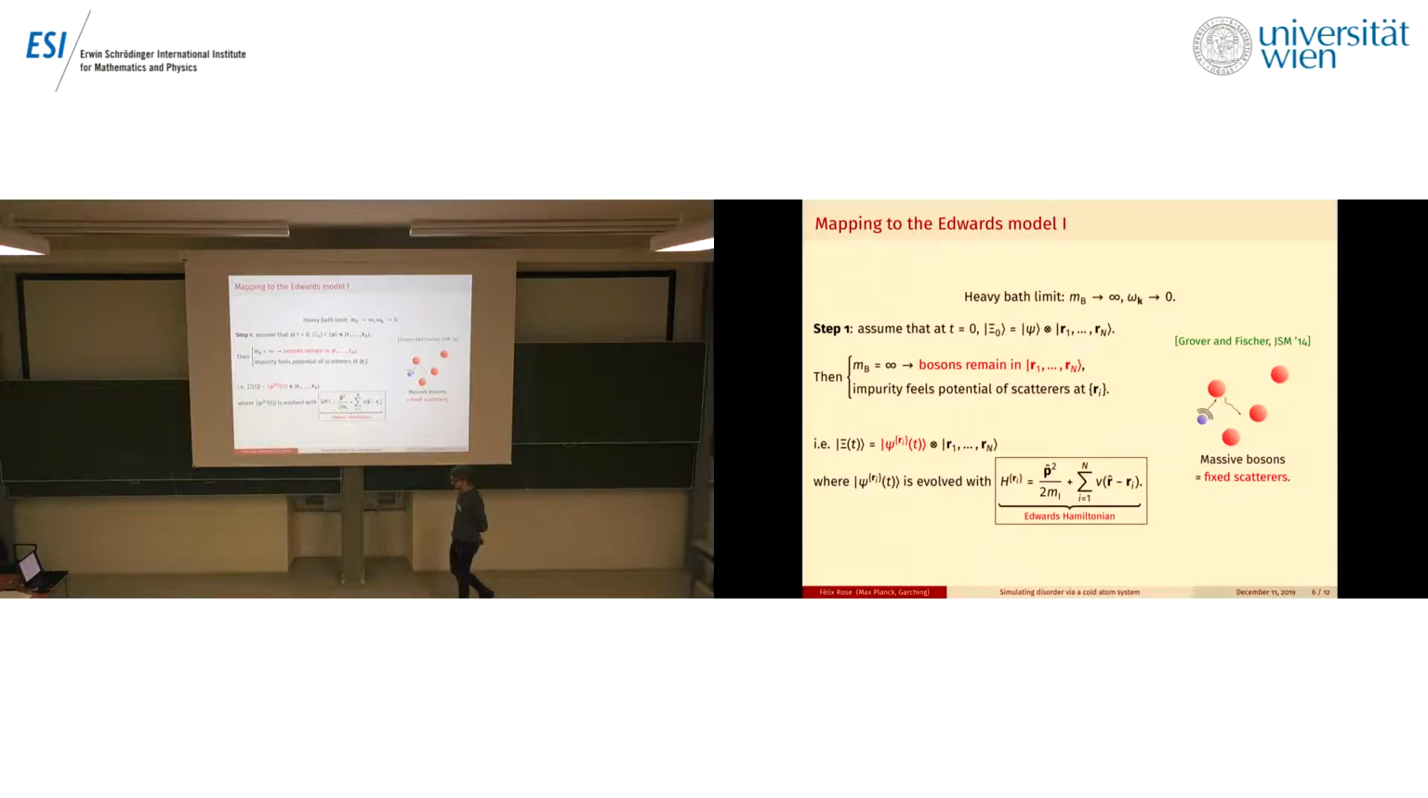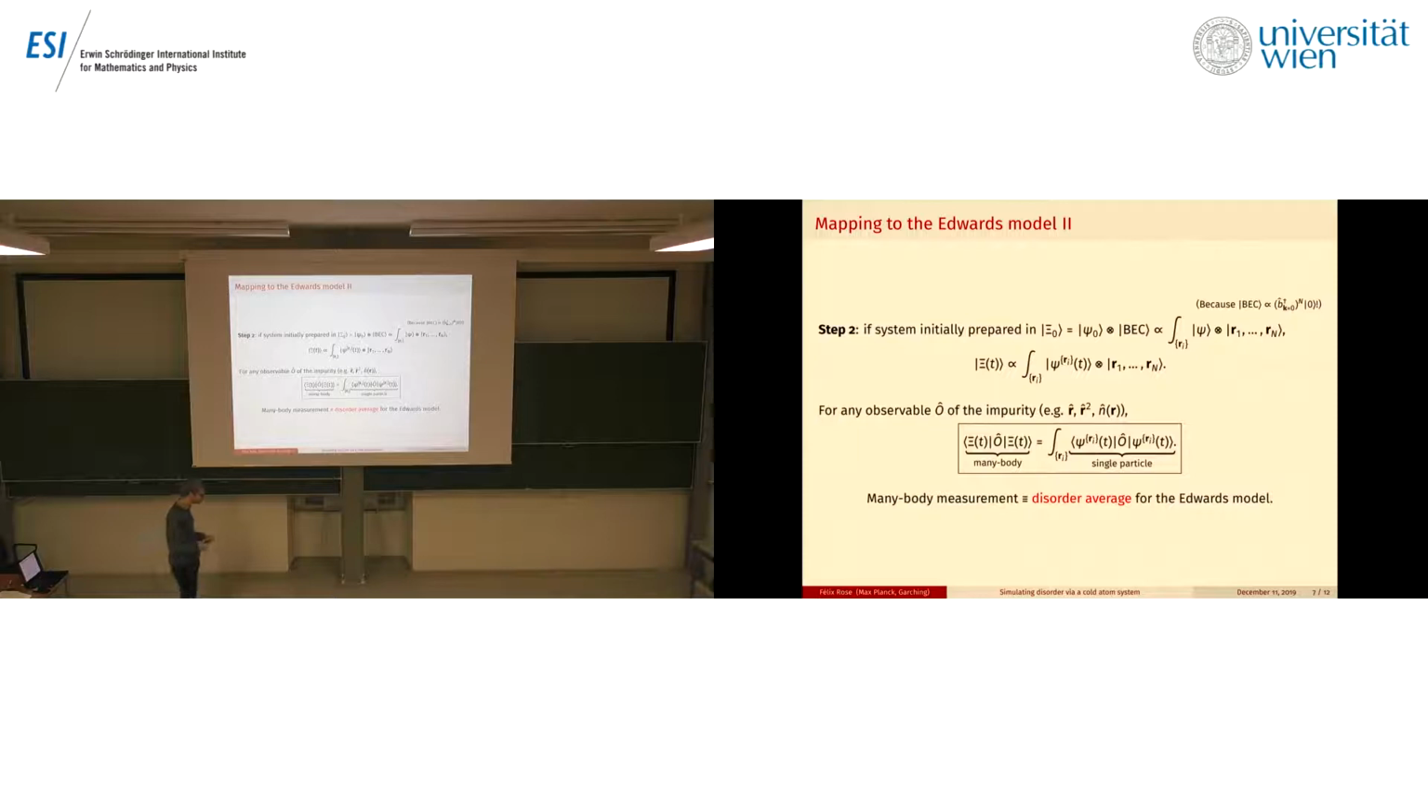On the other hand, the picture is different from the point of view of the impurity. The impurity sees these n scatterers, which are at fixed positions Ri, and will evolve through this effective single-particle Hamiltonian, which is nothing but the Edwards Hamiltonian for the given realization of disorder. So now let's move on to the second part of the proof, which is simply to remark that the Bose condensate is given by having the n bosons in this zero momentum state, which is, if you Fourier transform, a superposition with equal weights of a position: boson 1 at site 1, and so on. So the state, which I prepare at initial time, some wave function times the BEC, is written as this superposition.